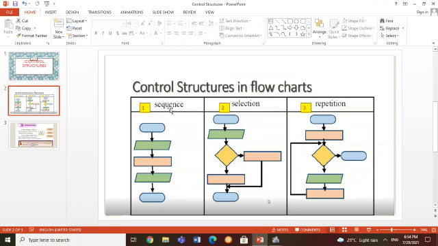Sequence is showing order, one after the other. There is order, one after the other. Sequence always shows you order, right?